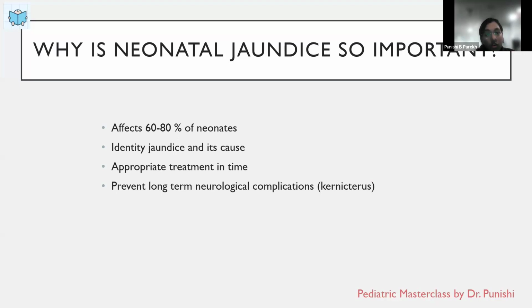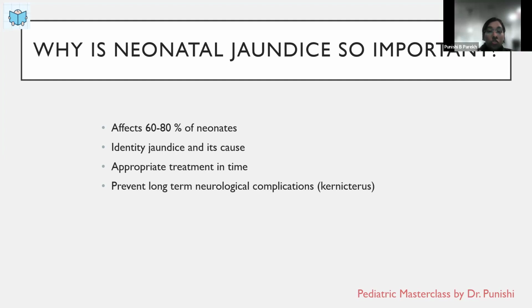All of this is important because we're trying to avoid the so-called dreadful long-term neurological complication of jaundice in the newborn, which is called kernicterus. Kernicterus refers to a chronic bilirubin encephalopathy, wherein there is deposition of bilirubin in the brain, particularly affecting the basal ganglia. It can lead to cerebral palsy, dystonic CP basically, movement disorders, hearing deficits, and long-term neurological sequelae. So it's very important for us to be able to identify jaundice and find out the cause.